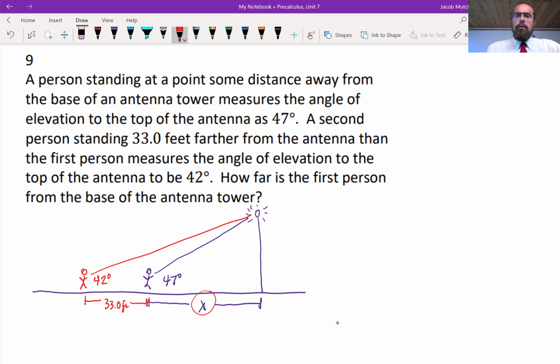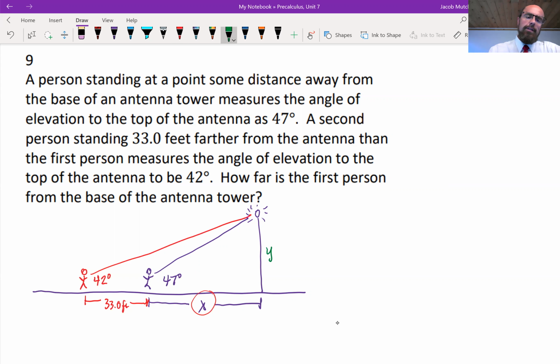Now I need to involve a third measurement here, which is the height of the tower. I'm not going to use it directly, but to help me create and solve a system of equations, I'm going to put that y there. Again, it's something that I won't solve for directly. It's going to help me with the setup.